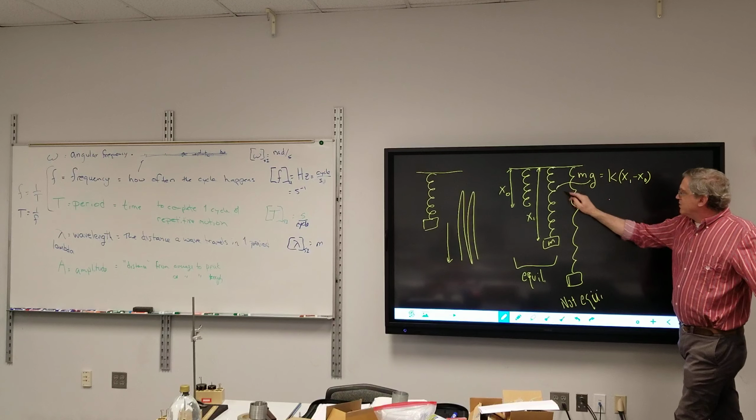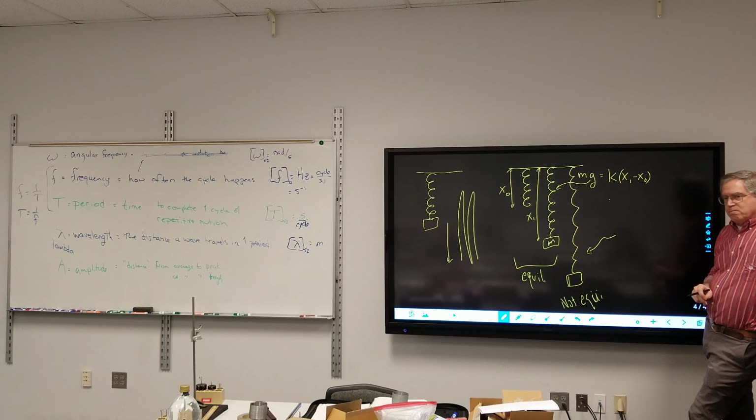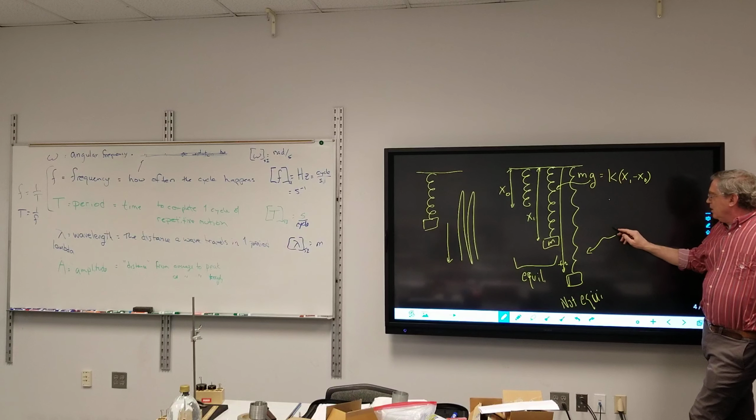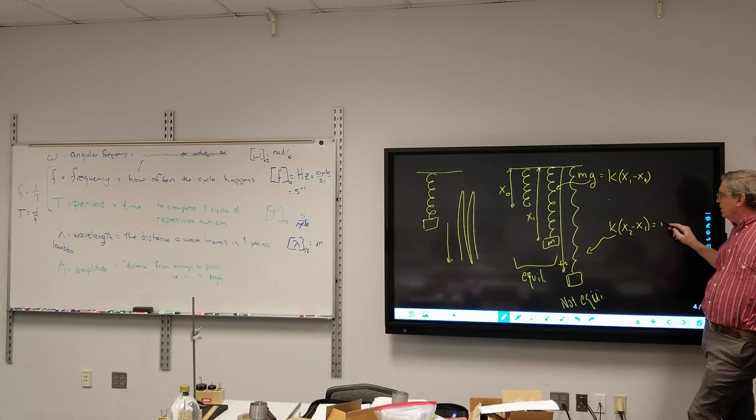So that's this. And is that going to be x2? Yes. So if up is positive, I have k times x2 minus x1 equals mg.